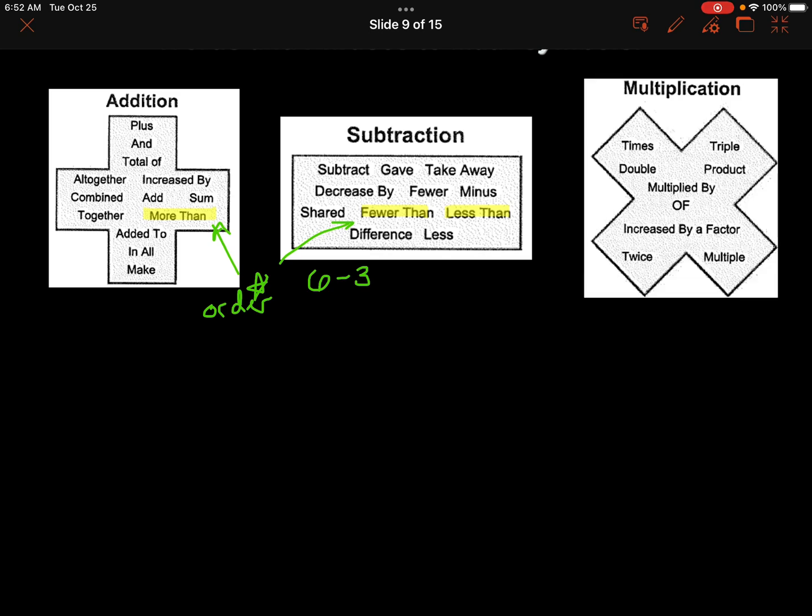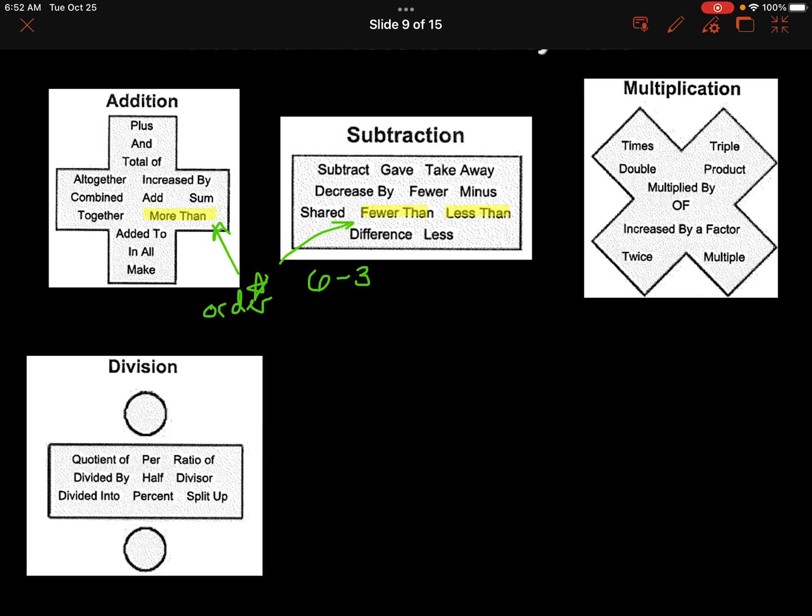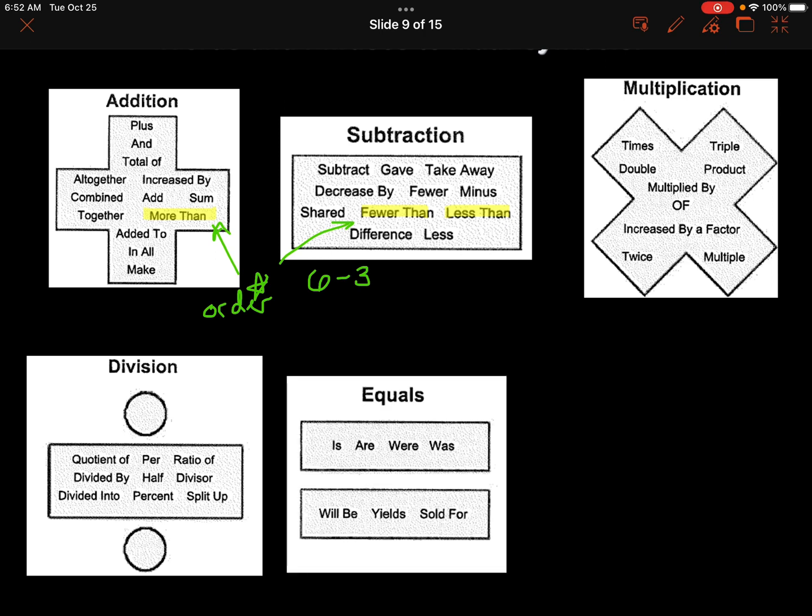Okay, multiplication: times, double, triple, product, multiplied by, of, increased by a factor. Twice means times 2, triple means times 3, multiple. Division doesn't have as many either. Quotient, per, ratio, divided by, half, divisor, dividend, divided into, percent, split up, separated equally would all indicate division.